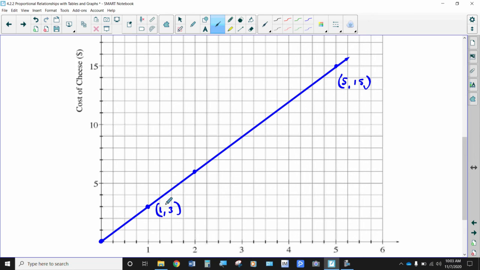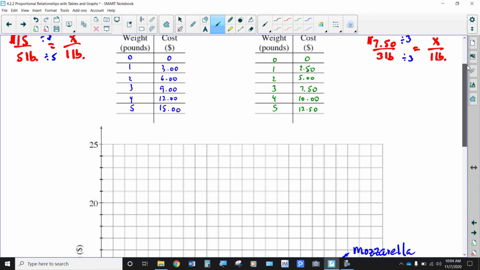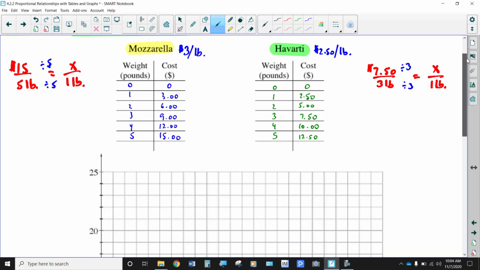So there was the 1, 3, there's the 2, 6, there's the 3, 9, there's the 4, 12, and so on and so forth. Maybe I'll label this one 3, 9 because we want to label like 3 points. All right, so that takes care of mozzarella. Mozzarella, is that how you spell it? Mozzarella, yes. And now let's do the Havarti.